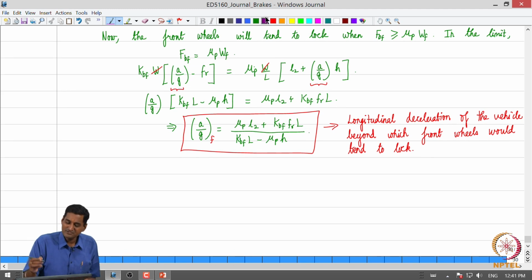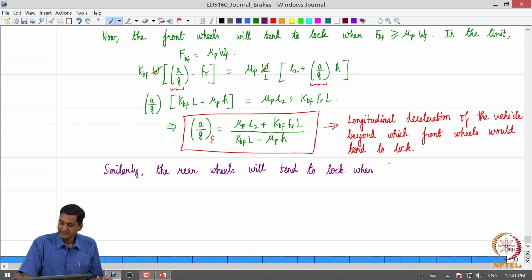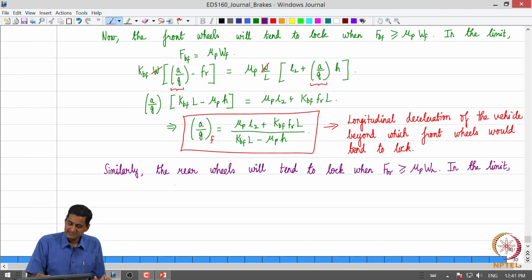We can do a similar analysis for the rear wheels. Similarly, the rear wheels will tend to lock when FBR is greater than or equal to mu P times WR. So, in the limit, FBR becomes equal to mu P times WR.